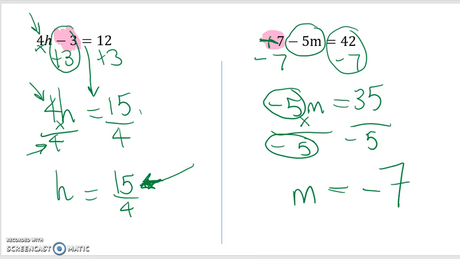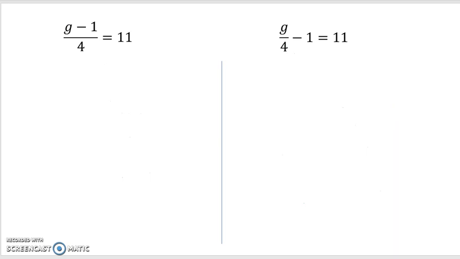All right, next set of equations. We talked about how the 4 blocks the g minus 1, so that will be my first operation, to reverse the divide by 4. So the opposite of dividing by 4 is to times by 4. Pay attention to how I write times by 4.